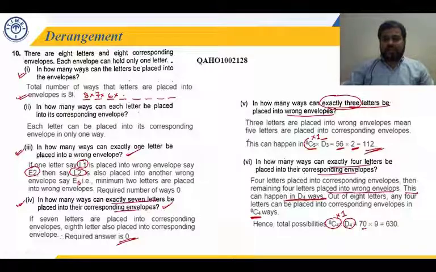So 8C4 is 70 and D4, as we have seen in the previous slide, is 9. So 70 into 9 is 630. Okay. So here the answer is 630. I hope you have understood the concept of derangement. Now this will be all in this part of the session. In the second part of this session, we'll look at a few more concepts related to permutation and combination.